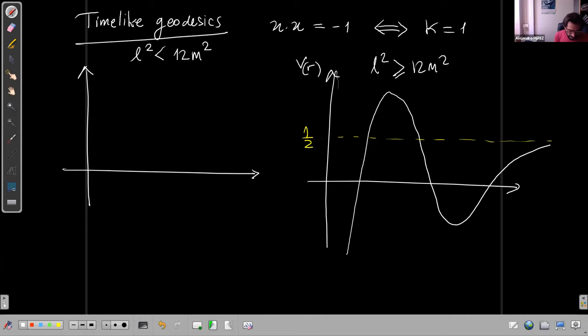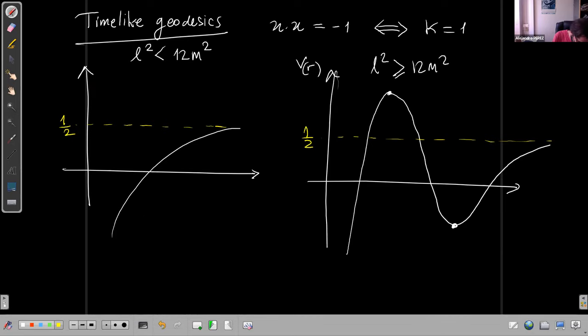So you see what's happening. If I look for the extrema of the potential, there is a condition that allows you to have extrema, and this is the condition written up here. If L square is sufficiently high, you have a minimum and a maximum. If L square is not sufficiently high, then there are no extrema, and the potential looks something like that, which asymptotes again to 1/2, of course. So in this case, on the left, no matter what you do, the test particle falls into the black hole.